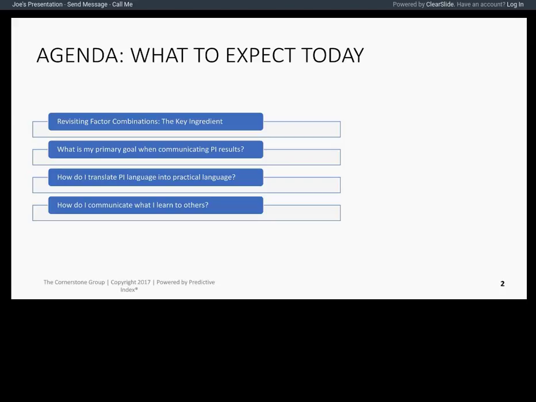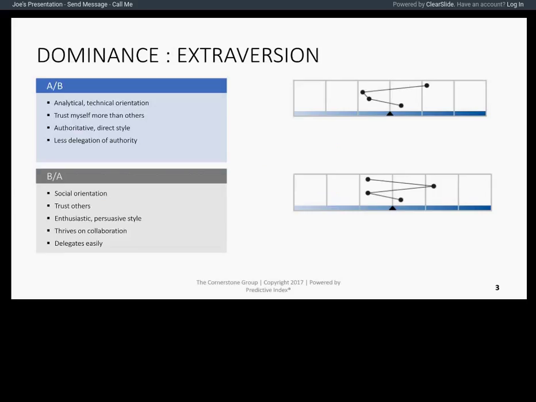The next thing we want to talk about is how do I translate PI language into practical language? We really want to take a dive into how do we convert what PI is telling us and what we know about PI into something that we can communicate again in a practical way to stakeholders in the process. And then lastly, how and in what manner should we be communicating what we learn about other people via PI to other people? We're going to start today, as I mentioned, taking a dive into each of the 6 key factor combinations that PI gives us.